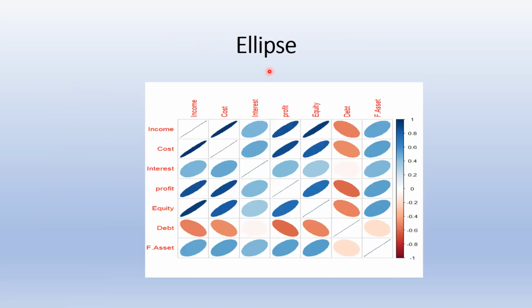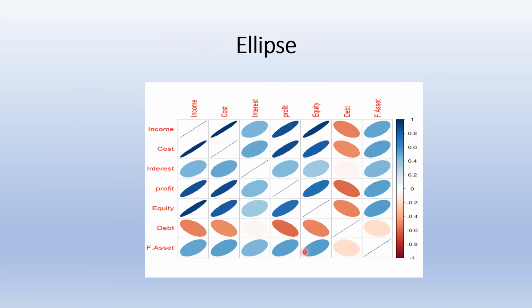Now coming to the next method, that is the ellipse. Now the ellipse is entirely opposite to all the earlier ones. So in the ellipse you can find a straight line on the diagonal, and we know on the diagonal we have a plus value.